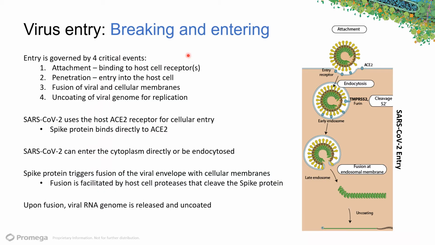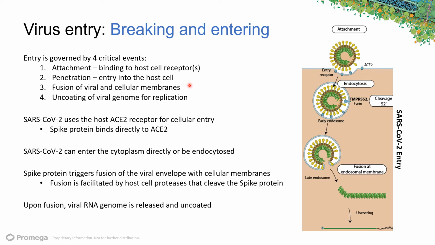So let's start with the first stage of virus multiplication then, which is virus entry. You can think of this as being the breaking and entering stage where the virus gets into the host cell. So entry is made up of 4 smaller steps, starting with the attachment of the virus particle to the host cell receptors on the outside of the cell. In the case of SARS-2, the virus actually uses the host ACE2 protein or ACE2 receptor for cellular entry, and this binding is mediated by the spike protein on the outside of the particle.